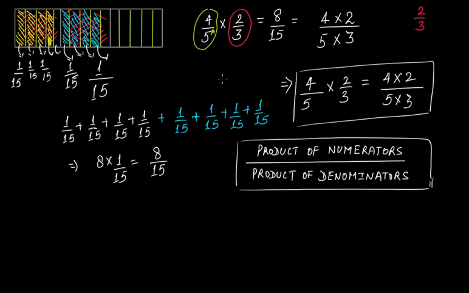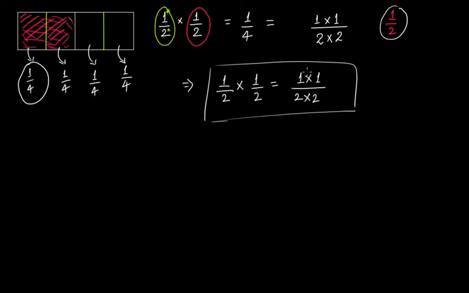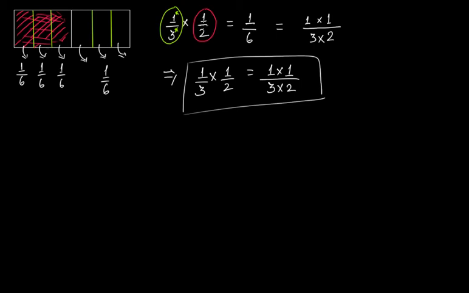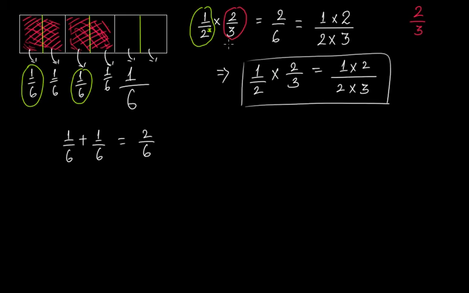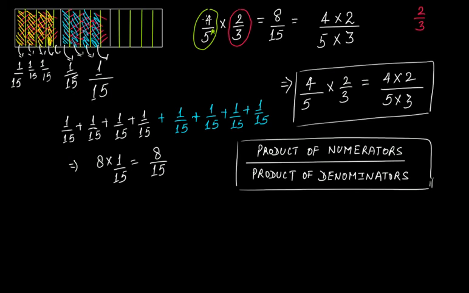Now, what we have done till now, in each of the examples that we discussed here, this one and this one, this one and this one, in each of these examples we have actually multiplied two proper fractions. 1 by 2 multiplied by 1 by 2 is a proper fraction. 1 by 3 multiplied by 1 by 2 is two proper fractions. 1 by 2 multiplied by 2 by 3 is also a multiplication of two proper fractions, and this is also a multiplication of two proper fractions.